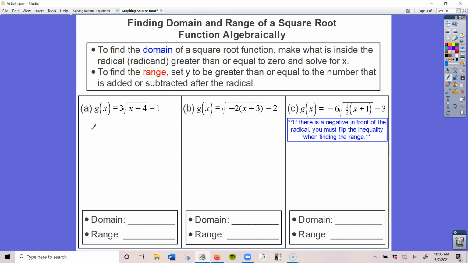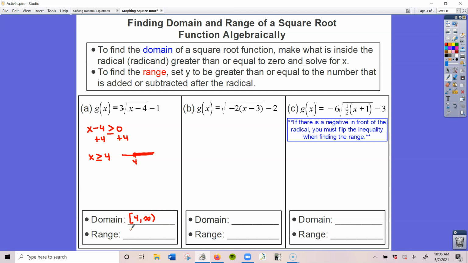So we take that x minus 4 and make it greater than or equal to 0. And then what we do is we solve for x. So I'm going to add 4 to both sides, and I get that x is greater than or equal to 4. This is my domain, and we're going to write this in interval notation. So if you like, you can always do a number line to help you out. Greater than or equal to means the 4 is included, and it's all the numbers to the right of 4. So the domain would be starting at 4 to infinity.